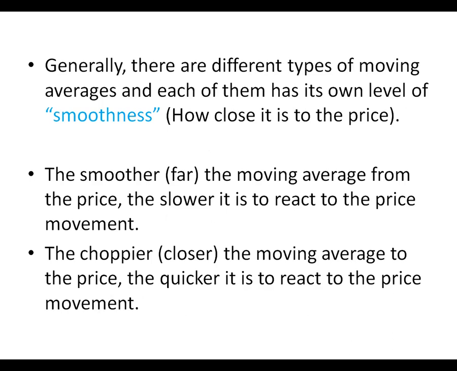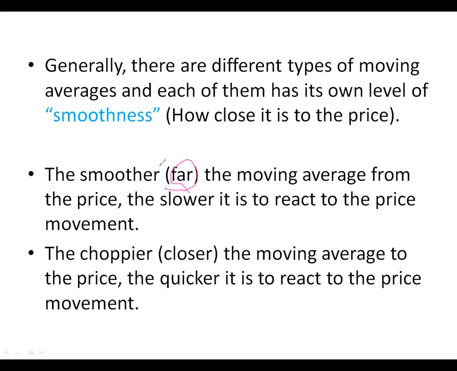So generally, there are different types of moving averages, and each of them has its own level of smoothness. That means how close it is to the price or the candles. When we say the moving average is smoother, what we are trying to say is that it is far from the candles. So when a moving average is close to the candles, that is not smoother. But when we say the moving average is smoother on the chart, we are saying it's far from the candles. And we'll be looking at these examples very soon.